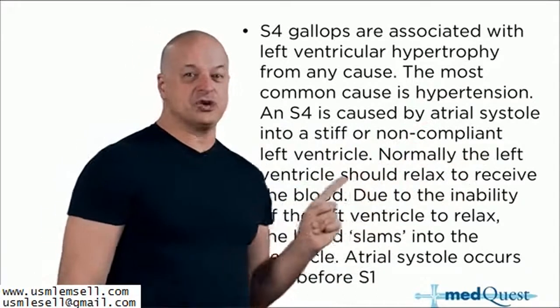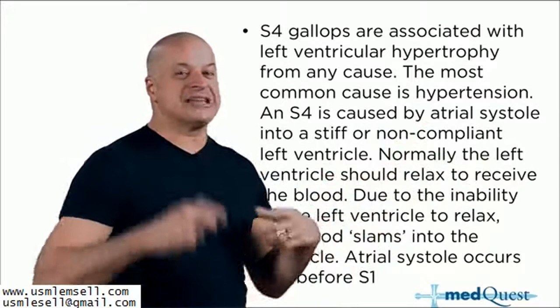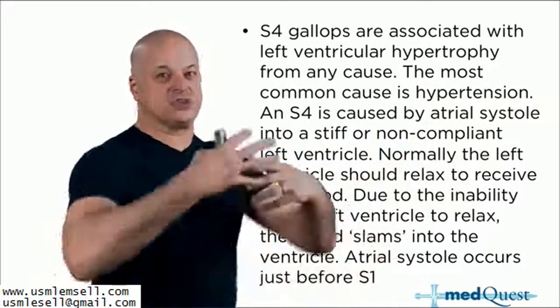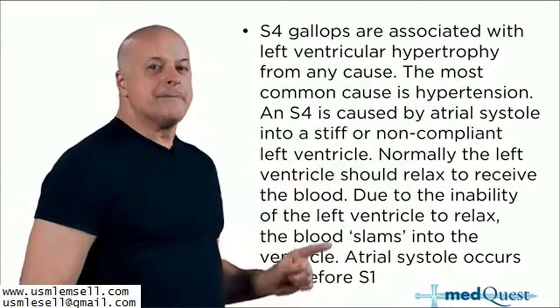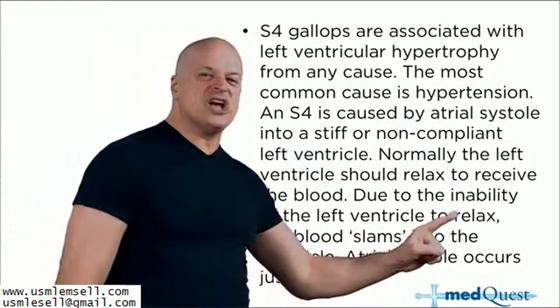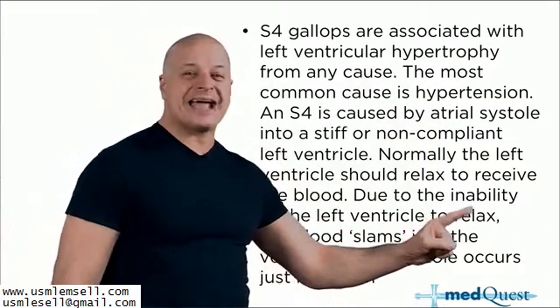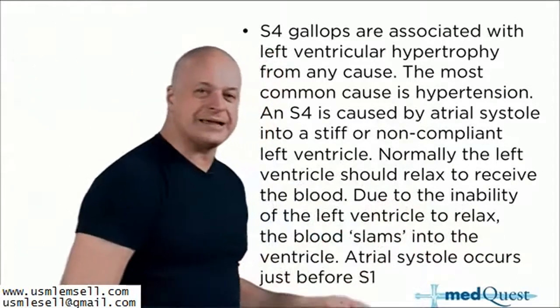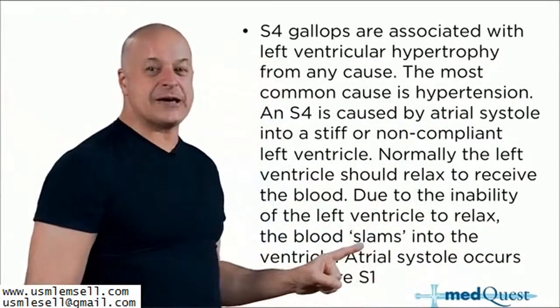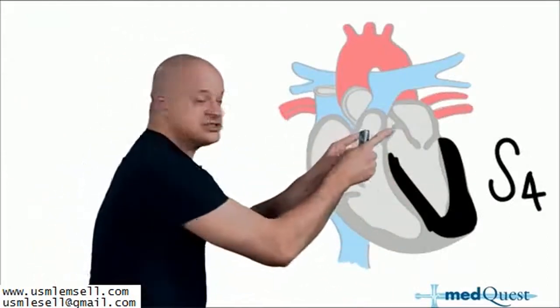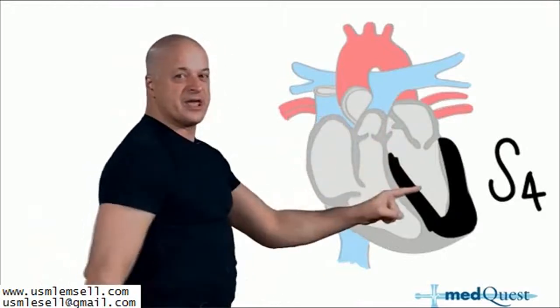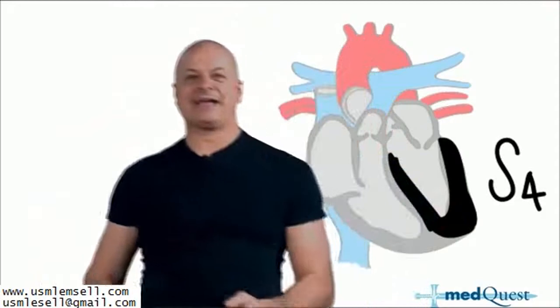Normally the left ventricle goes in and it relaxes. The left ventricle just sort of relaxes and is floppy. But because the left ventricle is unable to relax, bang, it hits with a slam into the ventricle. S4 gallop is atrial systole into a stiff, non-compliant ventricle and hits with a bang.